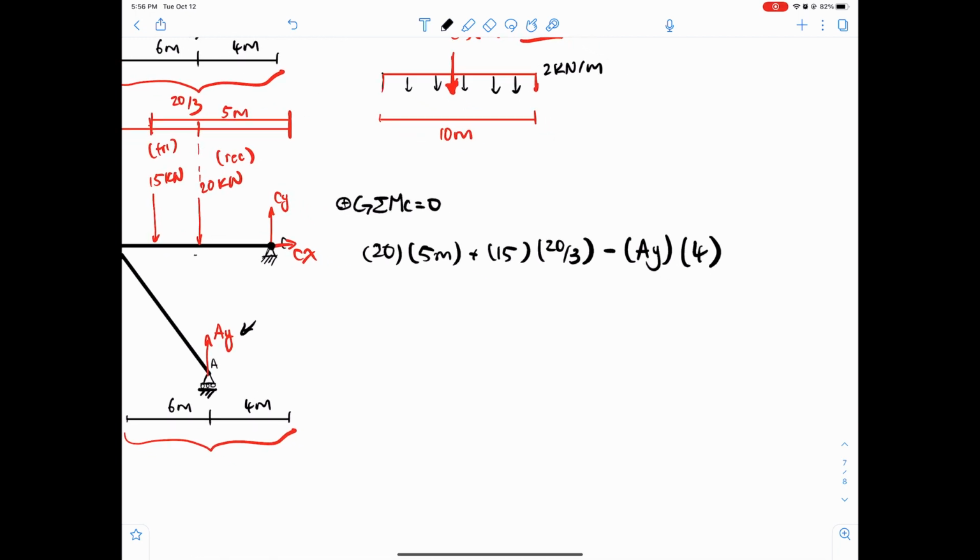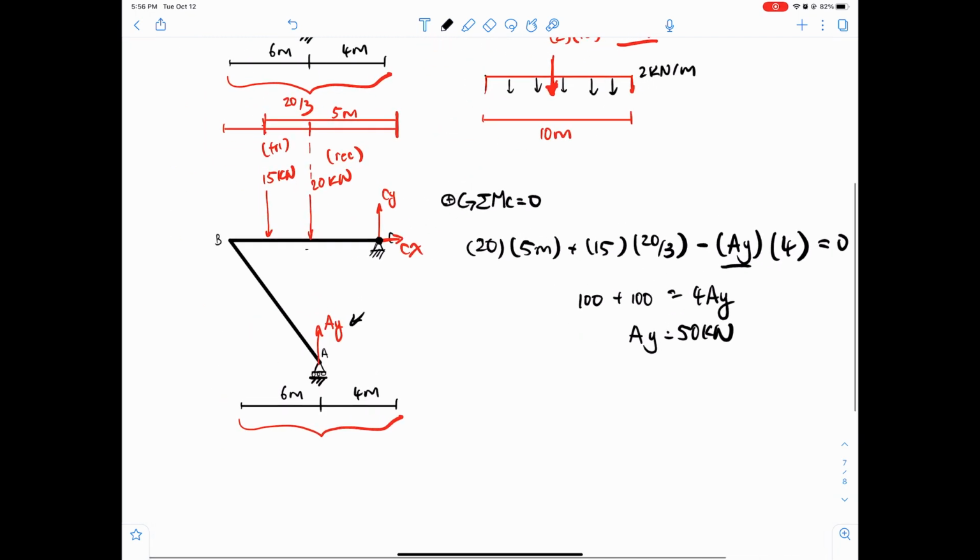So that's 4, and then that equals 0. Now this becomes a very simple equation then. So we can just find AY, okay? So that's 20 times 5 equals 100 plus 15 times 20 over 3. So 15 times 20 over 3 would equal 100, and then equals 4AY. So that's 200 divided by 4, and that's AY equals 50 kilonewtons, okay?